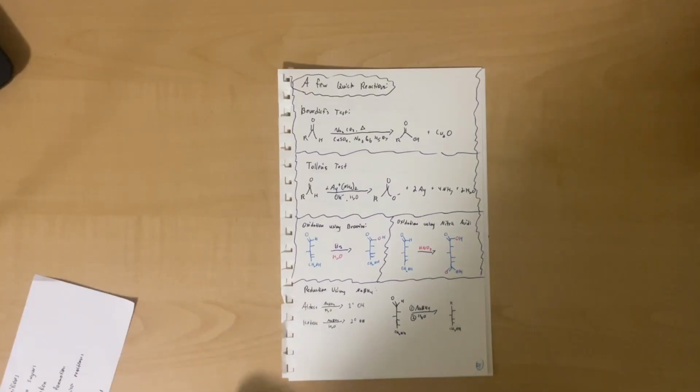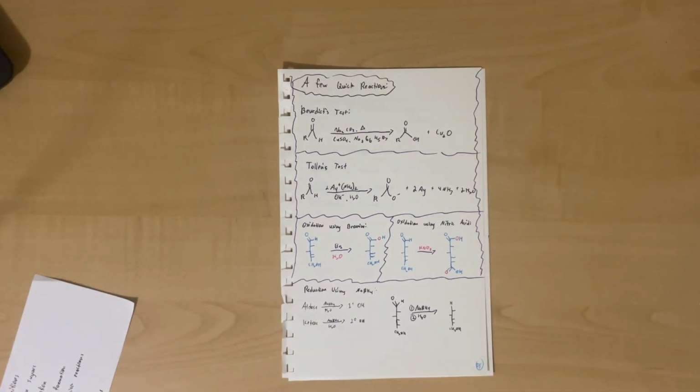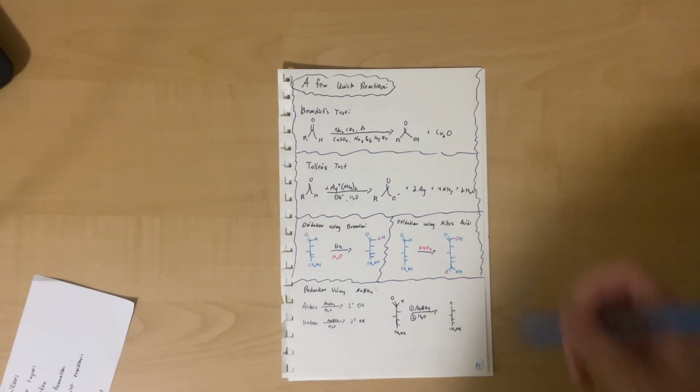And then here's a few quick reactions. The reactions that we're going to talk about here are 2 tests, Benedict's and Tollens'. And then we're talking about a couple different ways to oxidize and then a way to reduce. And then lastly, on another piece of paper, we're going to talk about how you can lengthen the carbon backbone by 1 carbon, or you can shorten it by 1 carbon. So let's talk about this first one.